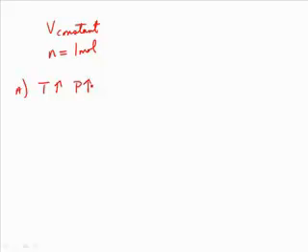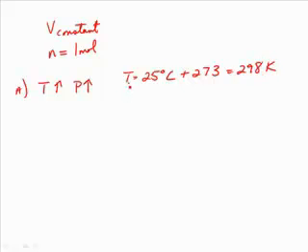Key thing here to remember is that these relationships are a function of the Kelvin temperature. So my Kelvin temperature is going from 25 Celsius, which is 298 Kelvin, to 50 degrees Celsius, which is 323 Kelvin.